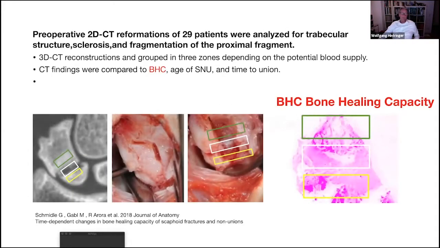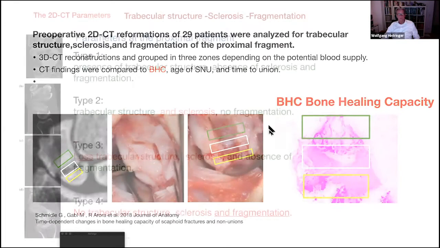And they did preoperative 2D CT reformation in scaphoid non-unions of 29 patients. They were analyzed for trabecular structure, sclerosis, and fragmentation of the proximal fragment. And then they did a 3D CT reconstruction, grouped into 3 zones depending on the potential blood supply. And the CT findings were compared to bone healing capacity, age of scaphoid non-unions, and time to non-union. And how did they do that?